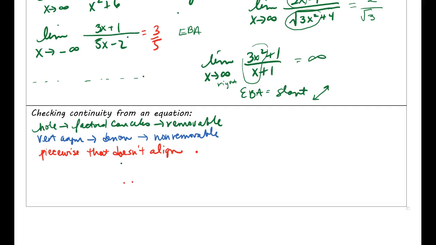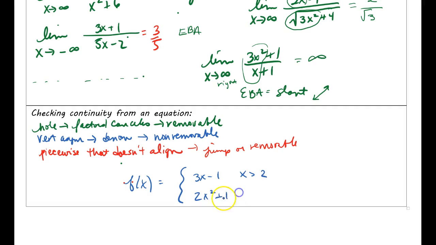I'm sorry. Okay. So if a piecewise function doesn't align, it could be a jump, or it could also be removable. You just have to be super careful. So an example of that would be like f of x equals 3x minus 1 when x is greater than 2, and 2x squared plus 1 when x is less than or equal to 2. Okay, so let's say that you have a piecewise function given to you, and they want to know, is it continuous at 2? And if it is, great. If it's not, what kind of discontinuity is it?